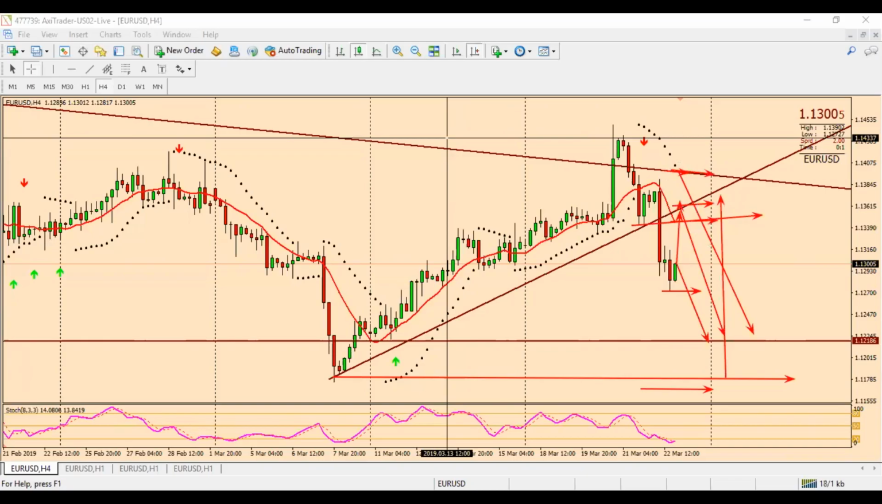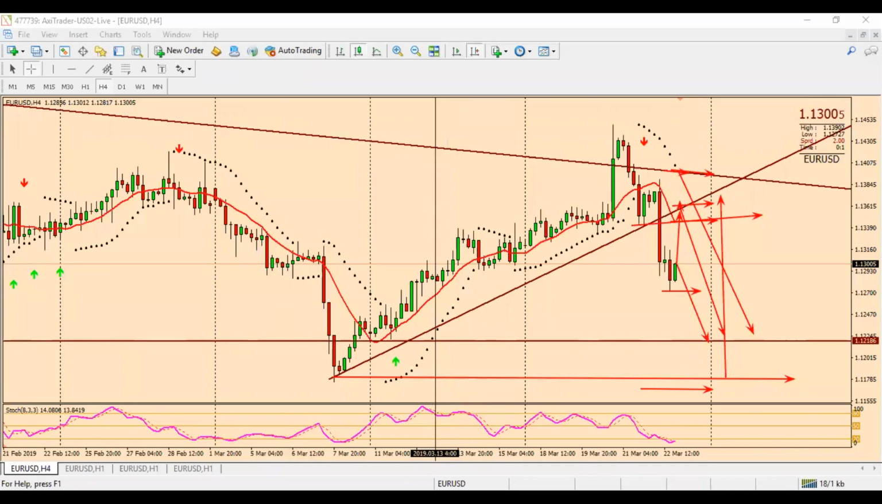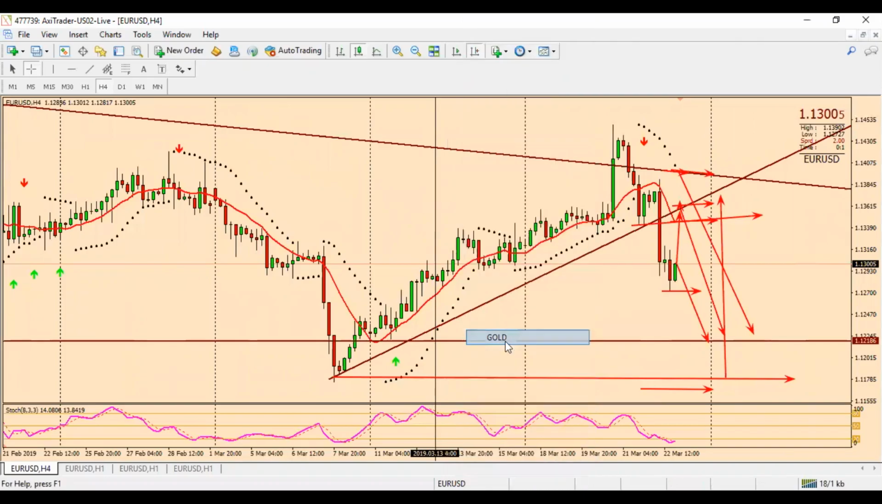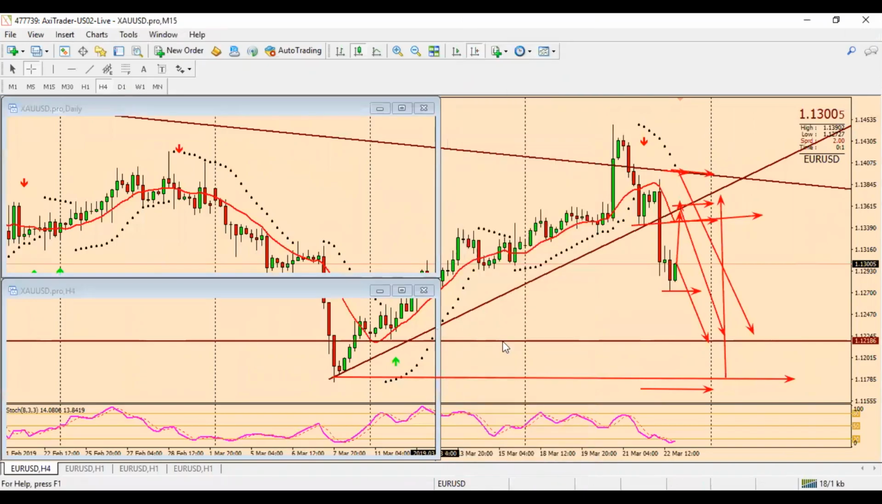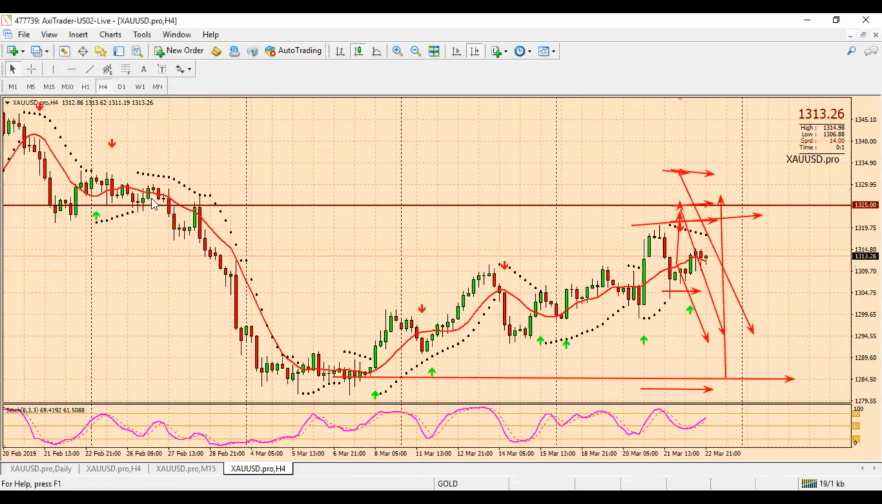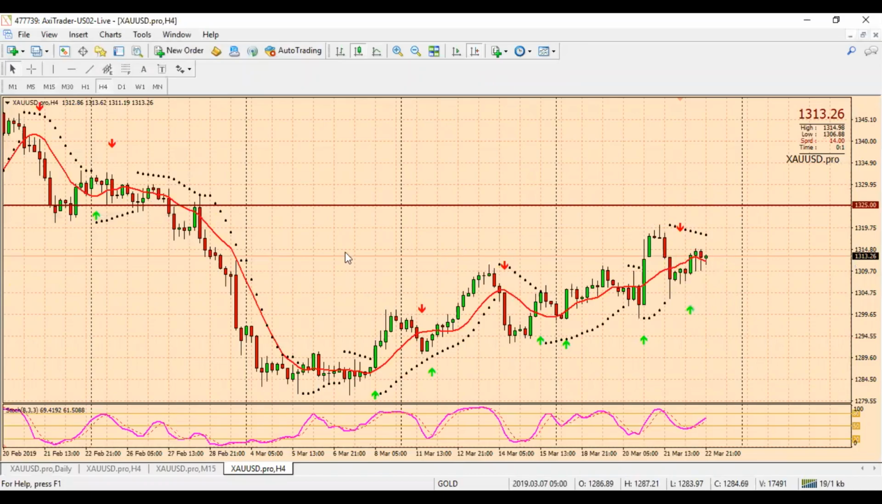Let's look at gold. Gold, let's go into daily.